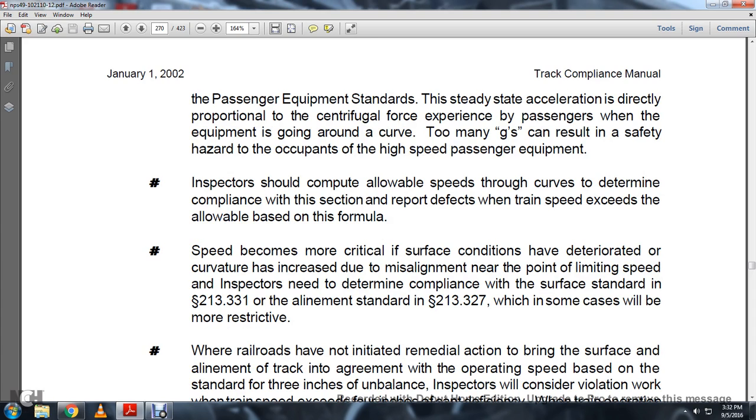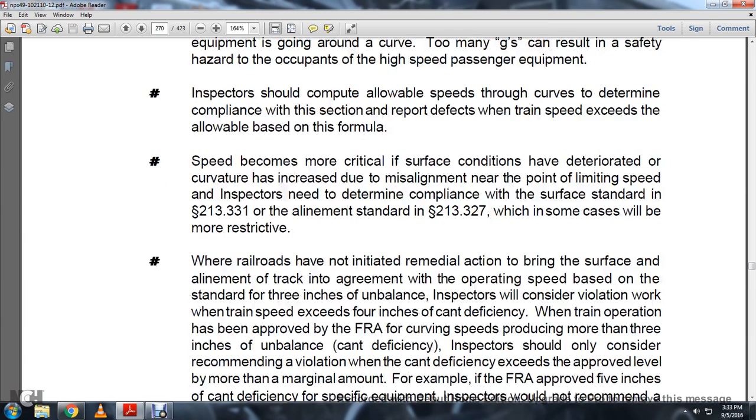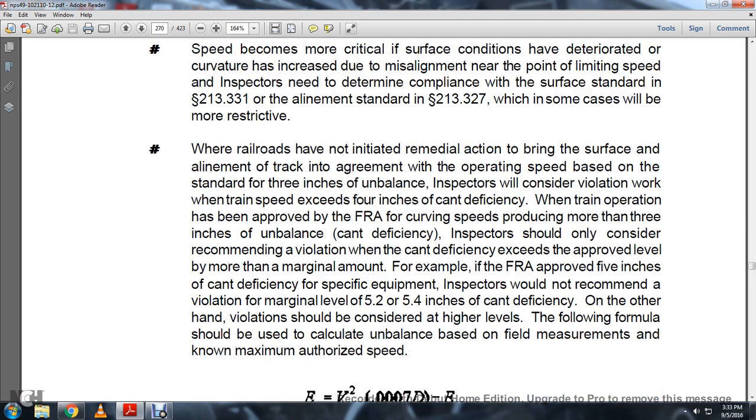Inspectors should compute the allowable speed through the curves to determine compliance with the section. Report the defects when the train exceeds the allowable speed based on the formula. Speed becomes more critical when surface conditions deteriorate, as the curve misalignment increases near the point of the limiting speed. But the inspector may also determine compliance with the surface standards of 213.331.